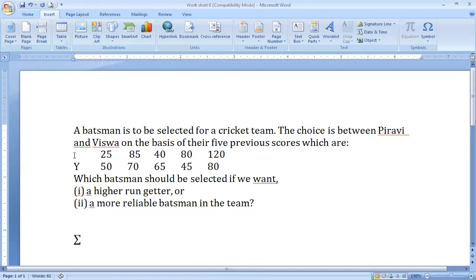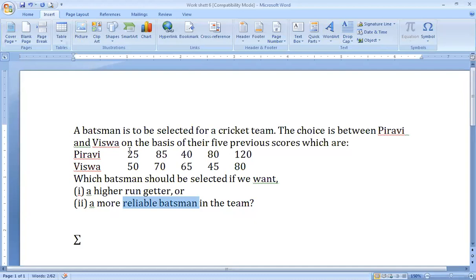So here X is Piravi. Piravi secured 25, 85, 40, 80, 120. These were his previous scores. And this is about Vishwa. Vishwa scored 50, 70, 65, 45, 80. These two are their previous scores. Based upon that, we need to choose a good batsman for our team. They must get high runs, and they must be a more reliable batsman. This is the problem we are going to discuss.